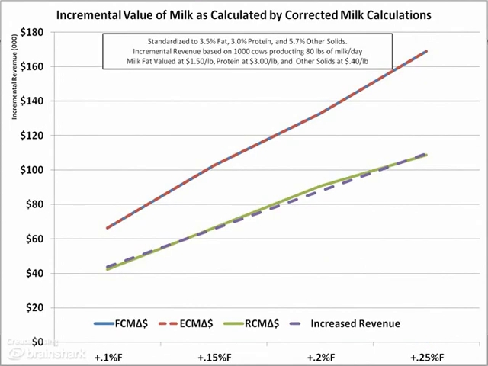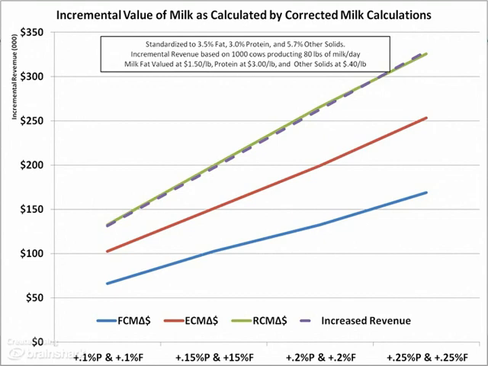When milk fat alone is increased, both fat-corrected milk and energy-corrected milk formulas calculate the same value. The red and blue lines are identical. Both also overstate the value of the milk. Because fat has a very high caloric value, the equivalent pounds of fat or energy-corrected milk show a high value. Financially, the milk is worth significantly less.